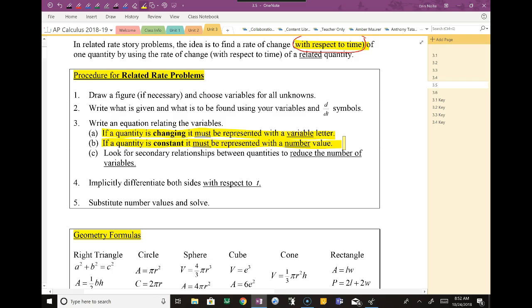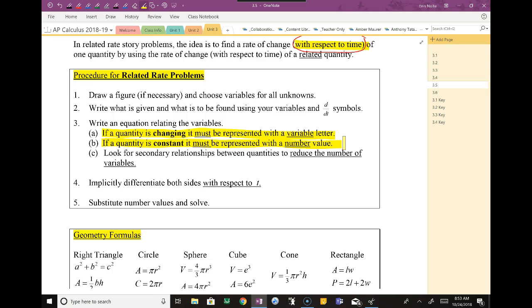The thing that just hits me right away is, let's say we have a ladder that's falling down a wall. The ladder's length is a constant value, it never changes. But the height on the wall changes, so that would be represented as a variable. We'll probably do a problem like that, I would guess. So look for secondary relationships between quantities and reduce the number of variables.